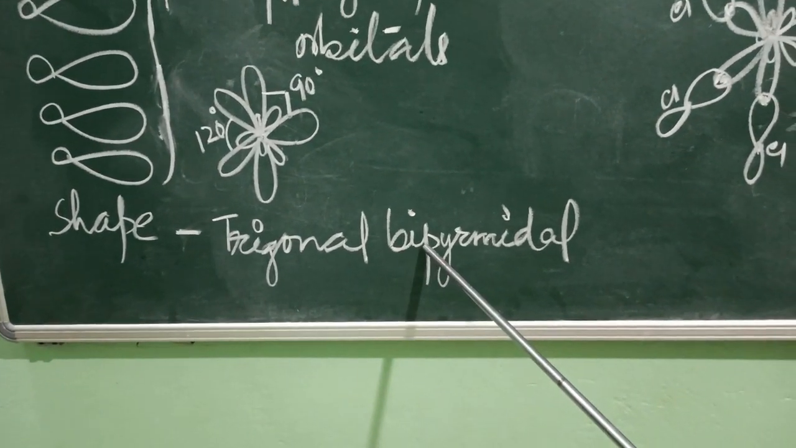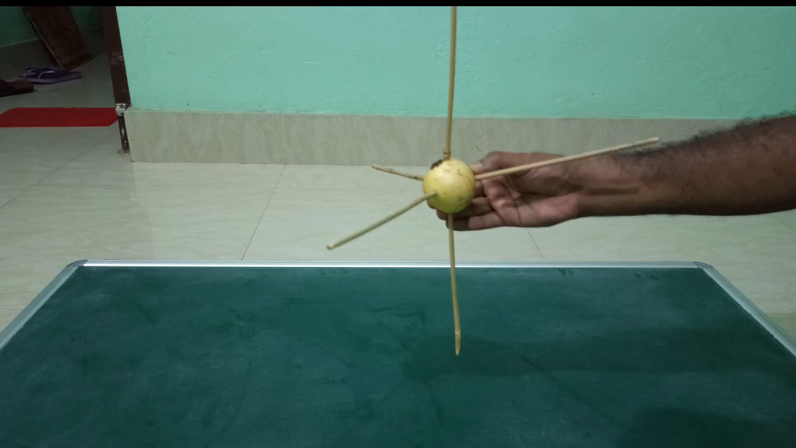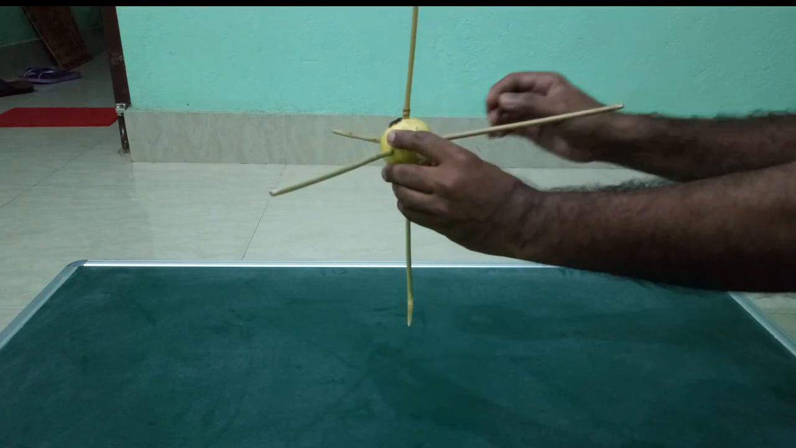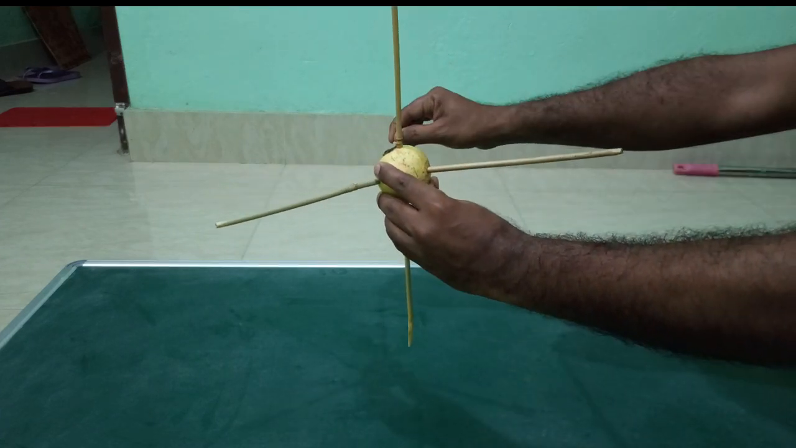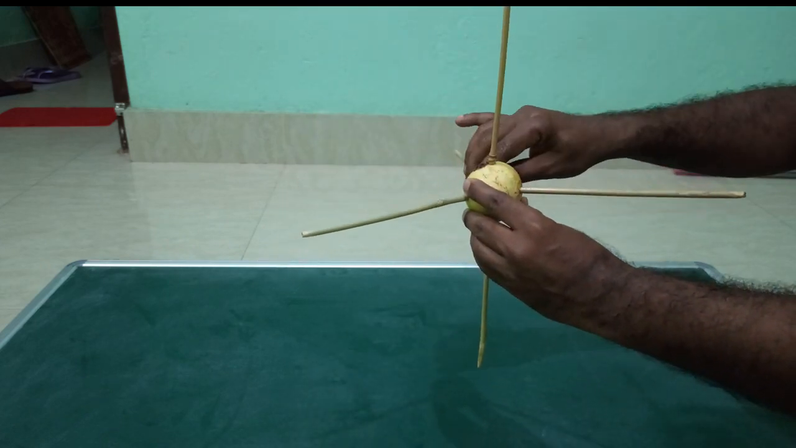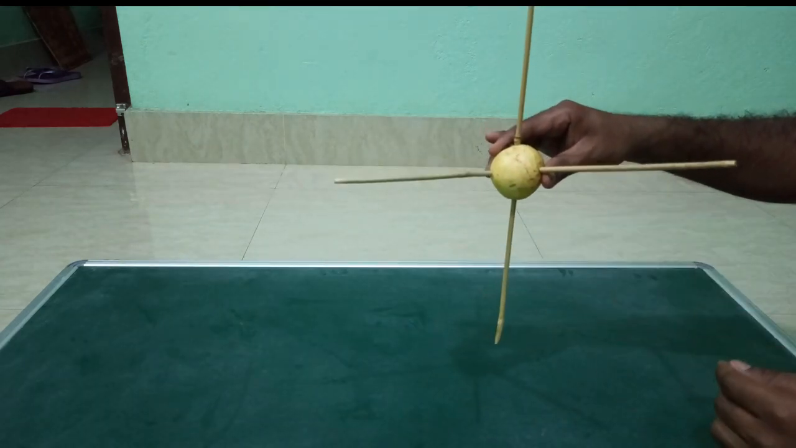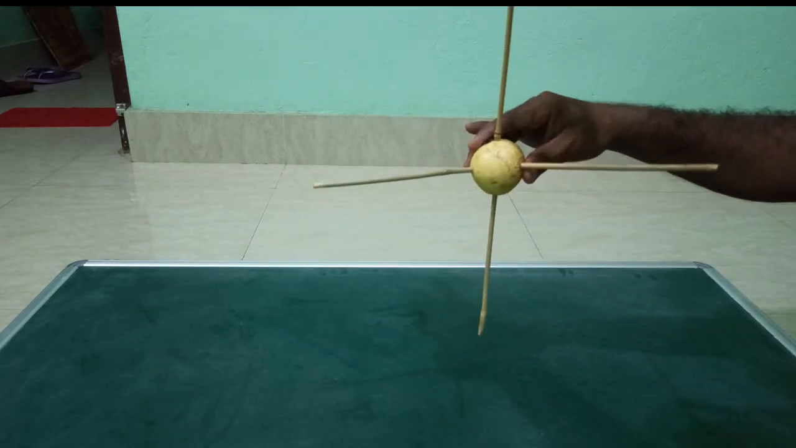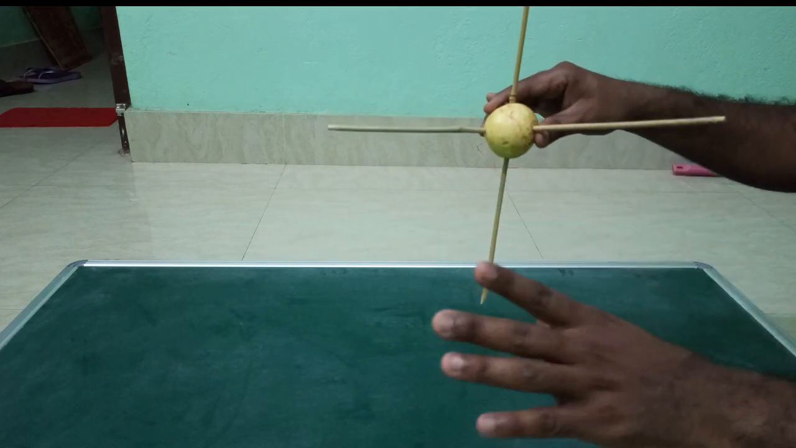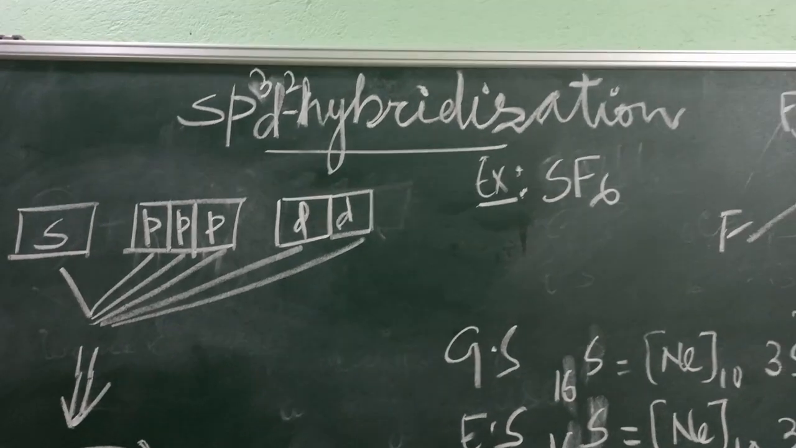The structure is trigonal bipyramidal. This is the model for phosphorus pentachloride. These are the chlorine atoms, and there are three chlorine atoms in the equatorial plane. When you join these three chlorine atoms in the equatorial plane, that gives a trigonal plane. Up is one pyramid, down is another pyramid.